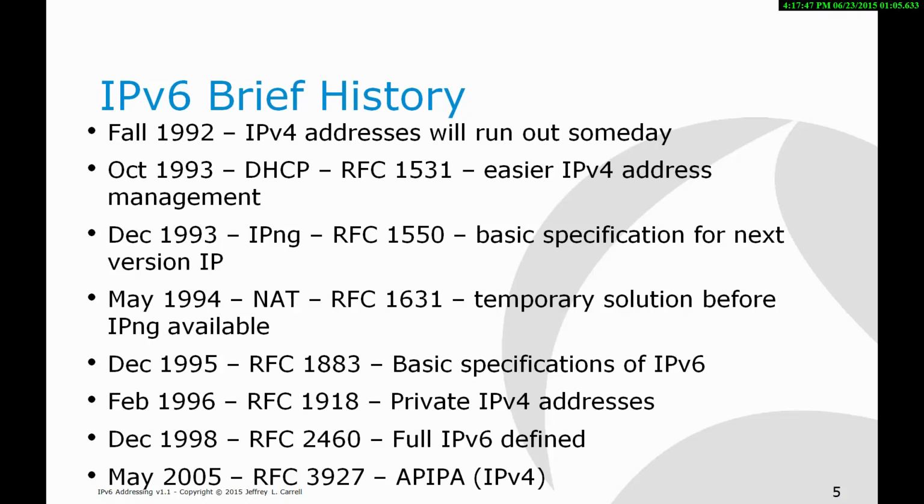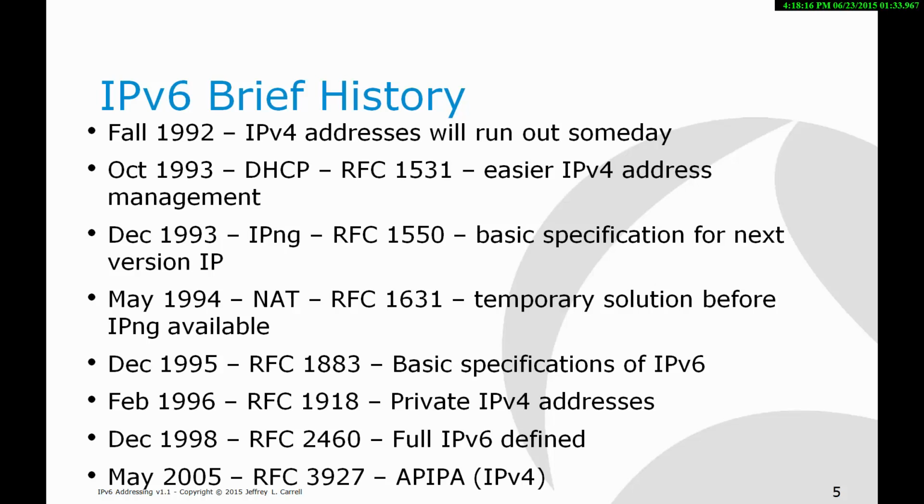DHCP didn't exist. NAT didn't exist. RFC 1918 private addresses didn't exist. Everything was public addresses. And so at that time, the grand poobahs of the internet said, you know what? 4.2, 4.3 billion addresses are going to run out probably in the early 2000s if we keep doing what we're doing. So let's come up with something else. And they chartered some groups to go off and work on what they called IPNG, IP Next Generation.